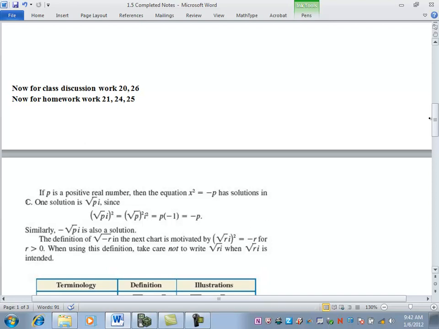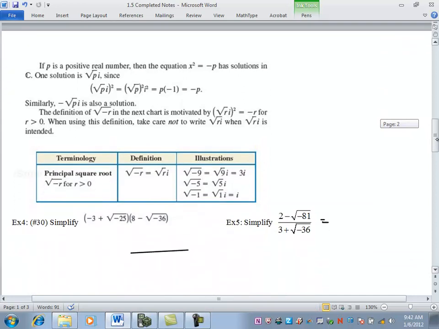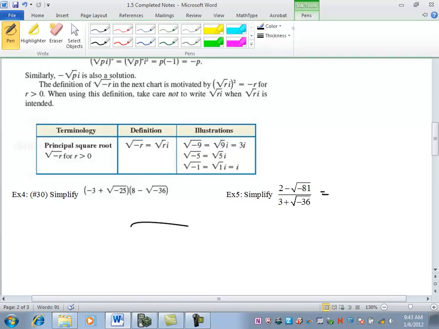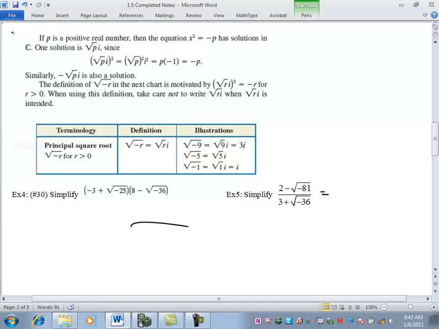Now, we get ready to solve equations that have imaginary roots in them. And as we prepare to do that, we work on simplifying expressions that involve these complex numbers. If you look at example 4, which is problem 30 from your homework, -3 plus 5i times 8 minus 6i. All right.